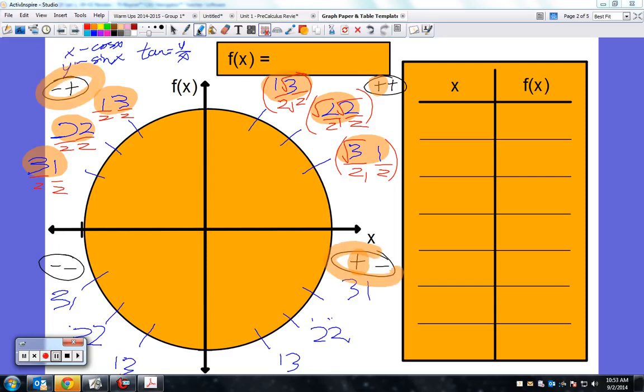2 and 4, because the signs are opposite. You with me? What quadrants are the signs negative? 3 and 4. So you're going to be fine. I think you'll be fine.